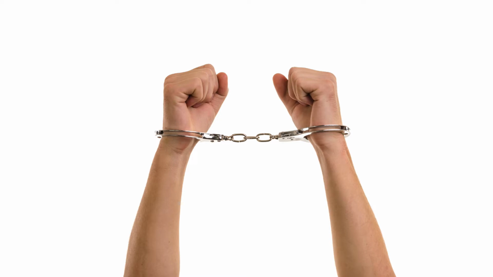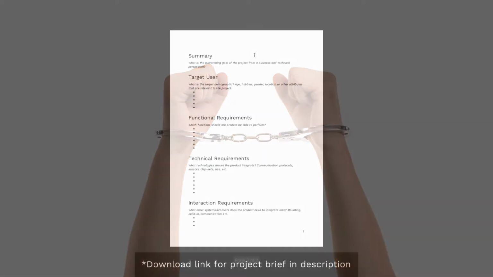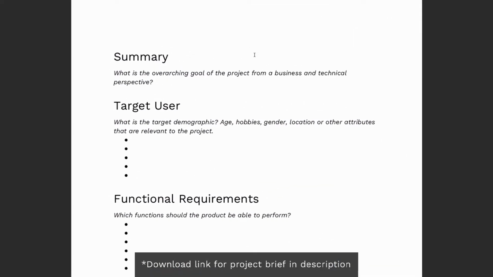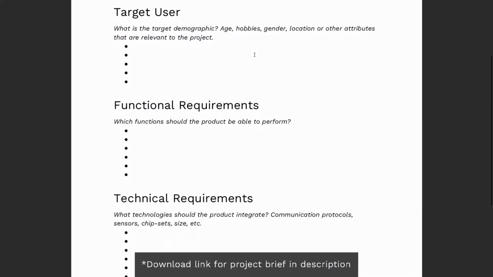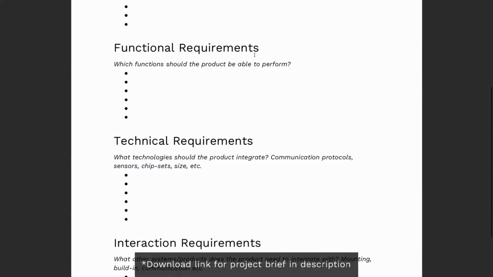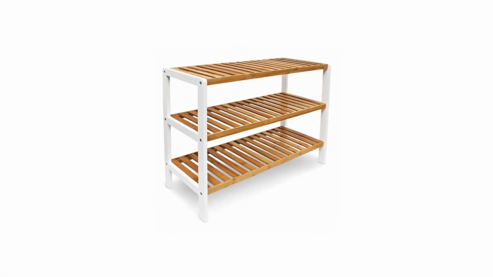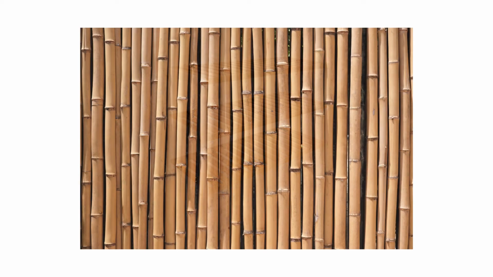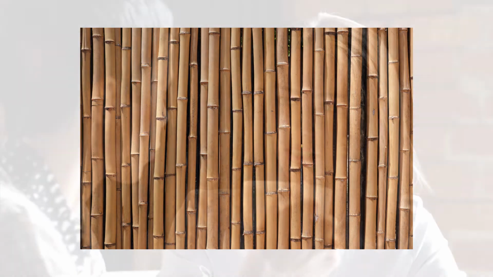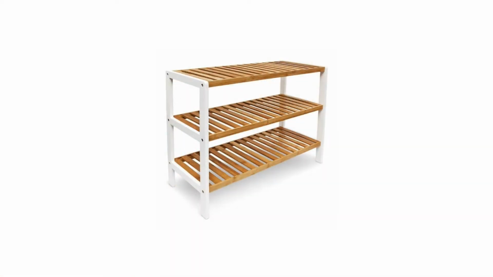So it's about finding a good balance here. To achieve this balance, I advise you to only include constraints in your project brief that you're absolutely certain about. For example, let's imagine that you're creating a shoe rack. And maybe in your mind, this shoe rack should already be made out of bamboo. However, if there has been nothing in your customer research indicating that it must be made out of bamboo, then I would leave that up to the designer to decide.